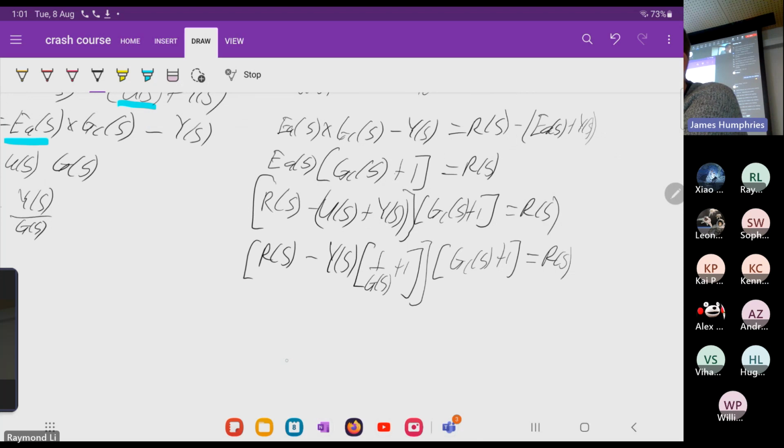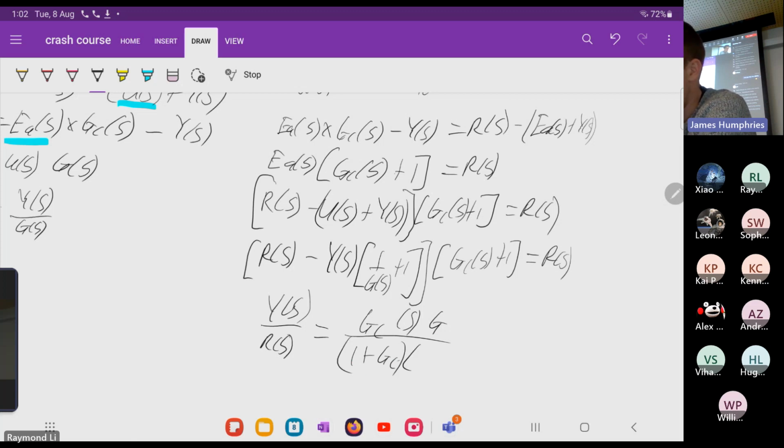Okay. That's not the nicest thing, is it? But that's okay. Then we are going to go with Y of S on R of S is going to be, we're going to have this GC of S, G all on 1 plus GC, and then this will be G plus 1. That's what you'll end up with when you expand that horrible thing.